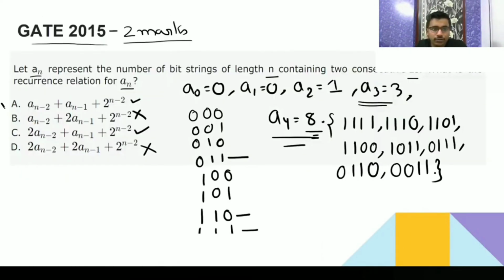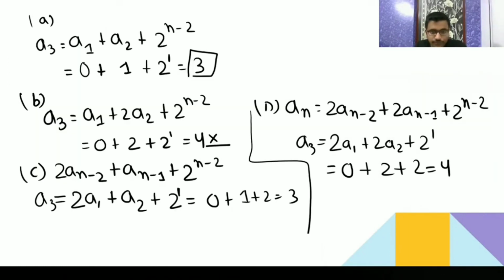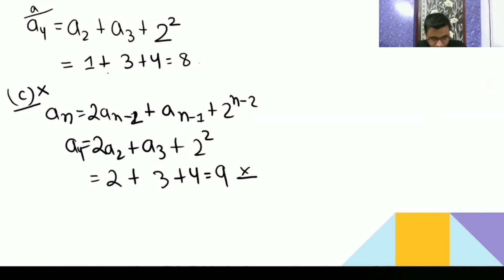A is giving the correct result. So A is the correct option. Understood? Anyone having any doubt? Just let me know. Is it clear?